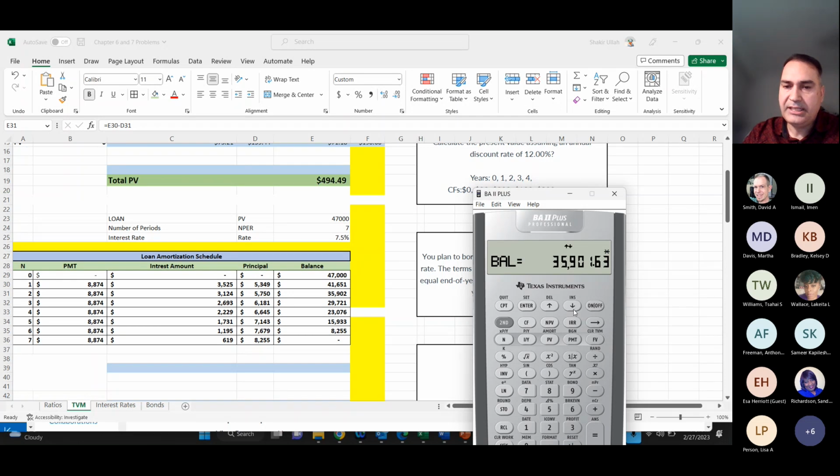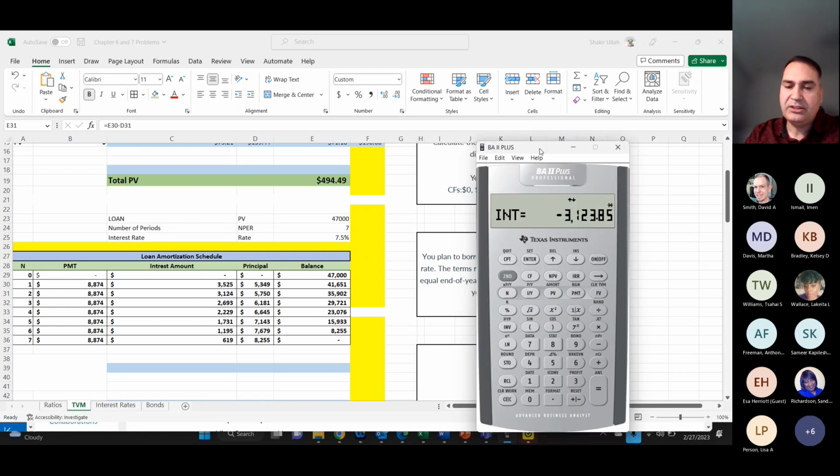When you scroll it down, it gives you the principal. How much principal would you pay in year two? That is 5,749. So in year two, principal is 5,750. That is rounded off, but that's the same number, right? And if you scroll down, it gives you the interest amount that you would pay in year two. So you've got those numbers.